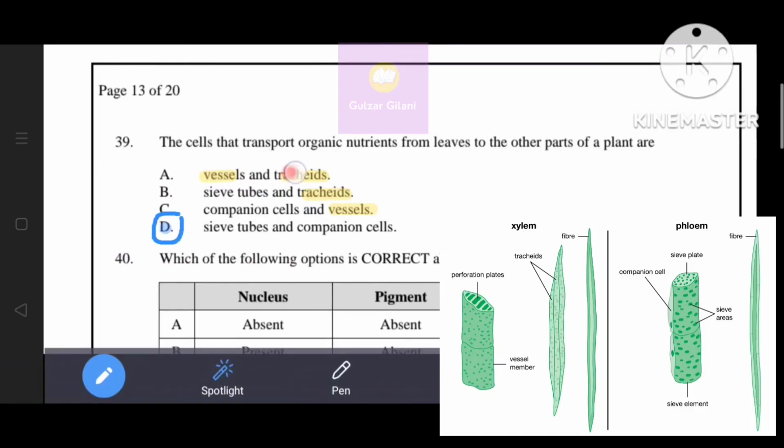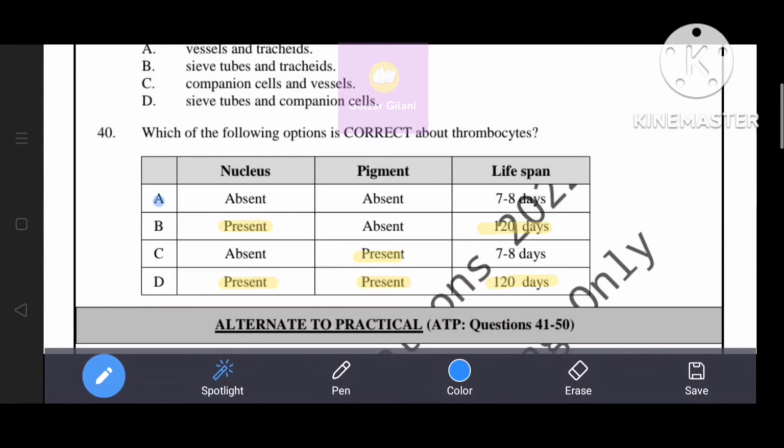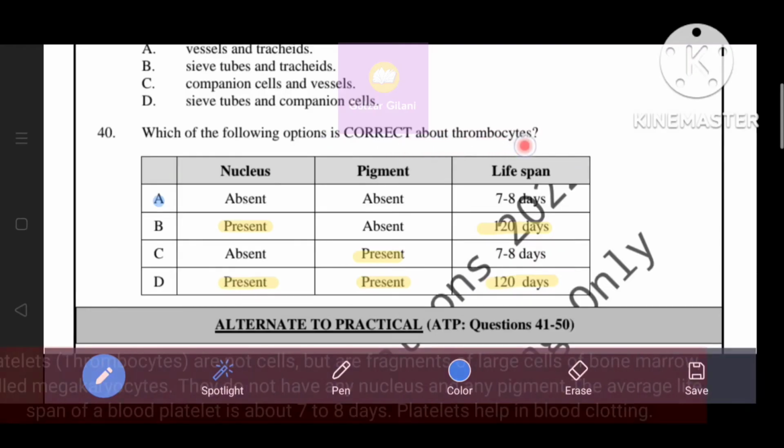Vessels and tracheids incorrect है, जिस वजह से ऑप्शन A, B, C गलत है. नेक्स्ट क्वेश्चन. विच ऑफ द फॉलोइंग ऑप्शंस इज करेक्ट अबाउट thrombocytes?